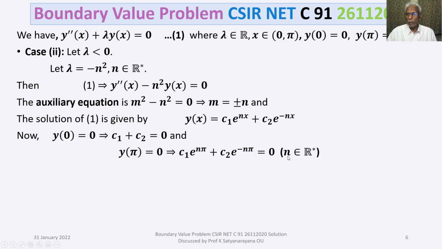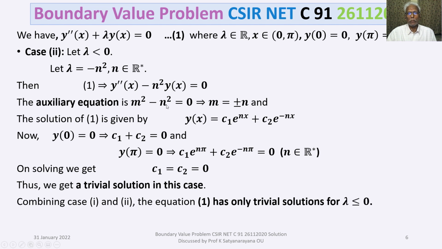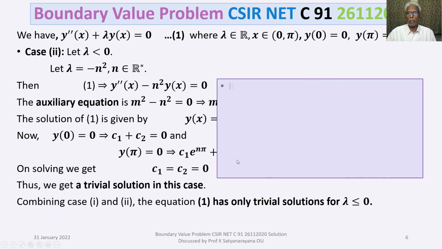And now n will not take 0 value. So n belongs to R star, 0 is excluded. So this way e power n pi, e power minus n pi is not 1. So solving these two, we get c1 is equal to 0, c2 is equal to 0. Again, we get a trivial solution in this case. So for lambda equal to 0 and for lambda less than 0, we get a trivial solution only. So combining case 1 and 2, equation 1 has only trivial solutions for lambda less than or equal to 0. Let's look at the options.